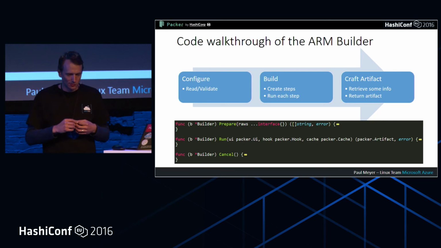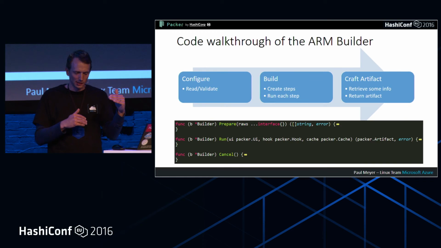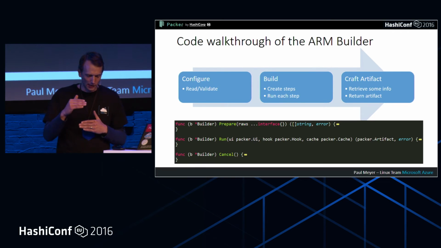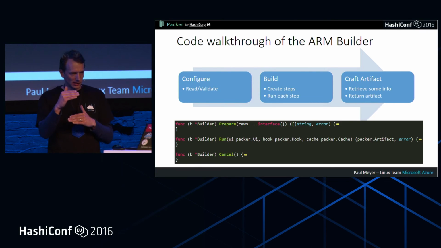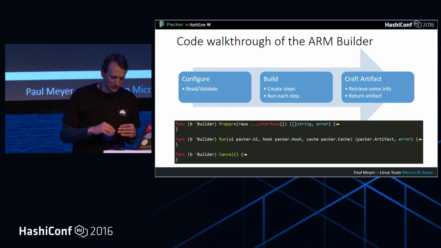In the run method, you basically create a bunch of steps. This uses the multi-step package that's under Mitchell's GitHub account as well. And basically you use a runner to run through all of these steps. These steps are aligned with the steps that you just saw in the output. We'll see this in the code.